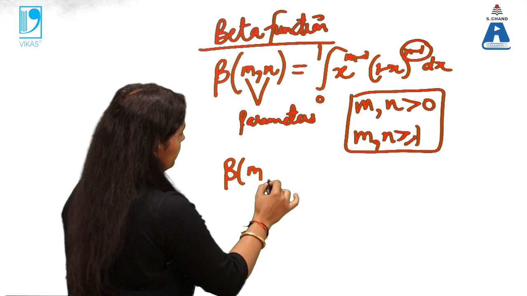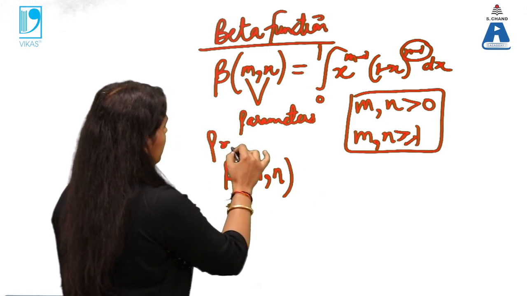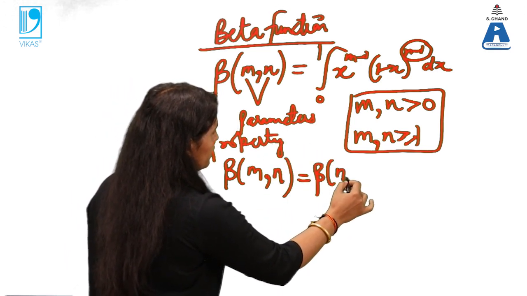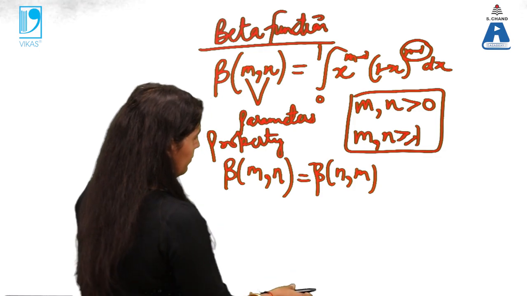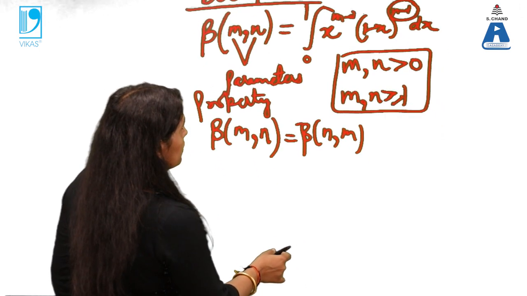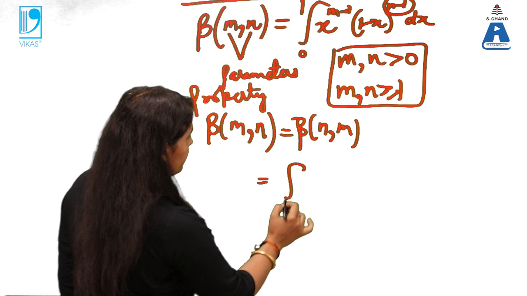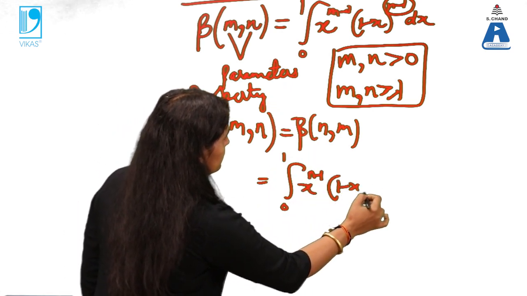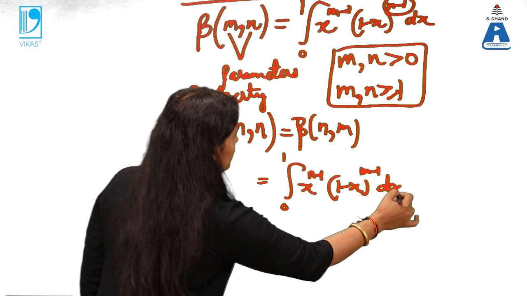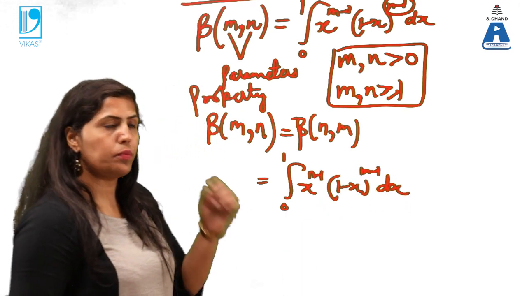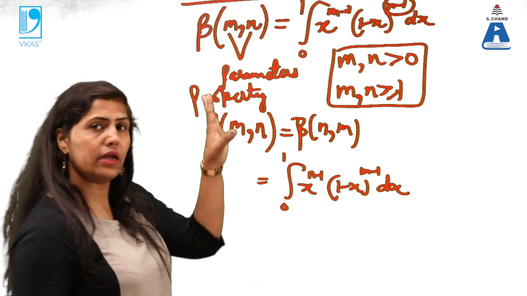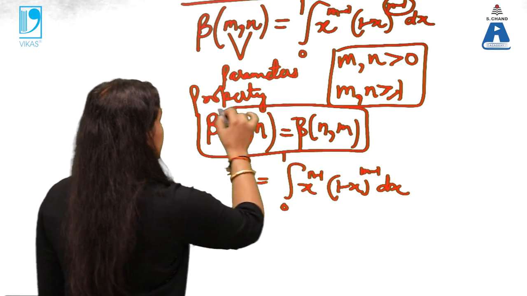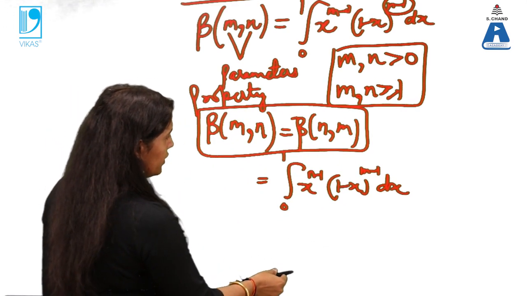There is a very important property, and the property is that if you interchange m and n, there will be no difference in the function. I am just changing the variables in the beta function. There will be no change, just replace x by 1 minus x and it will come out to be exactly the same. It means you are calculating beta mn or beta nm, it's just the same thing.